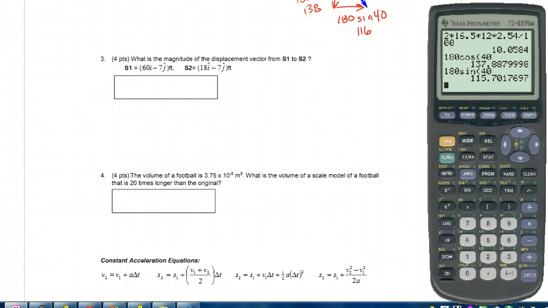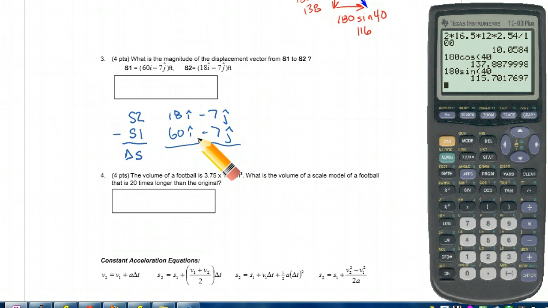What is the magnitude of the displacement vector from S1 to S2? So if we go from a position S1 to a position S2, that's going to be S2 minus S1 is equal to delta S. I'm writing it this way because I can write S2 up here, 18i minus 7j, 60i minus 7j. I'm subtracting.